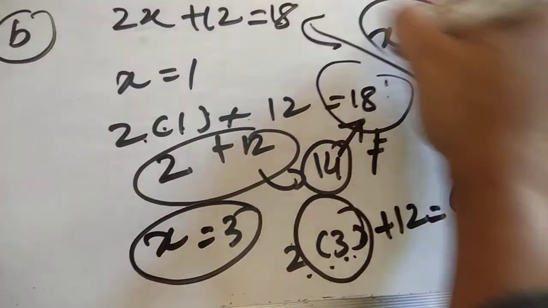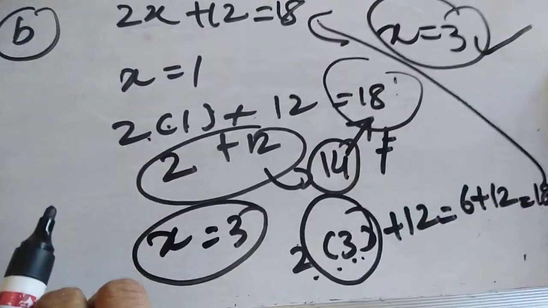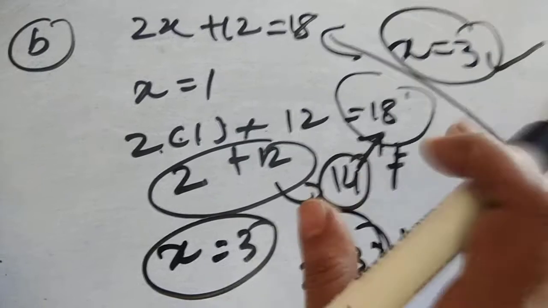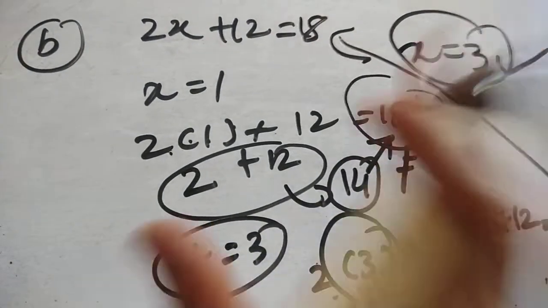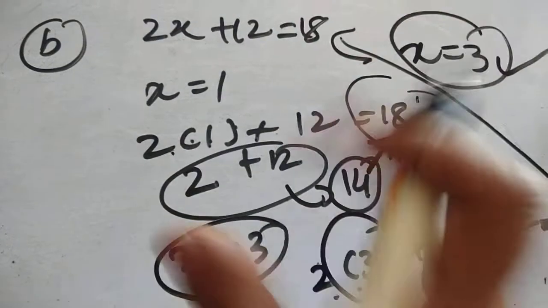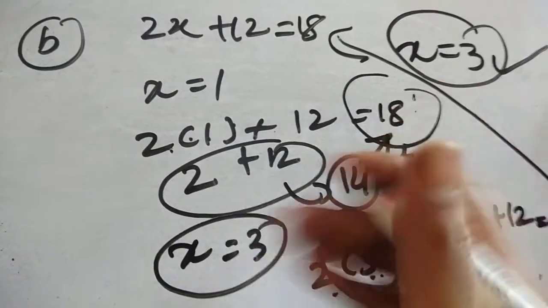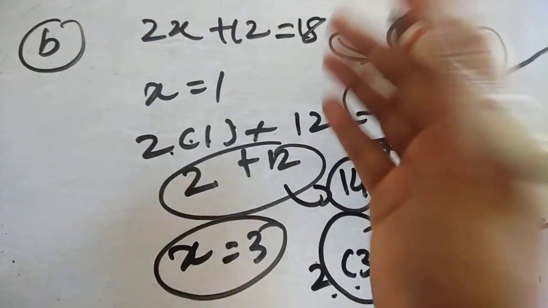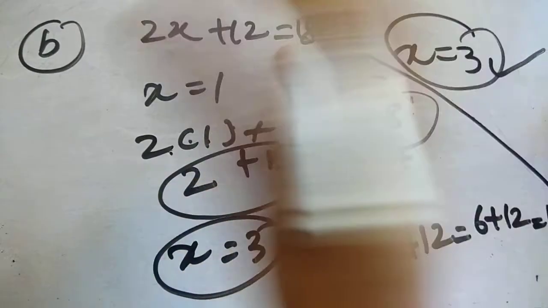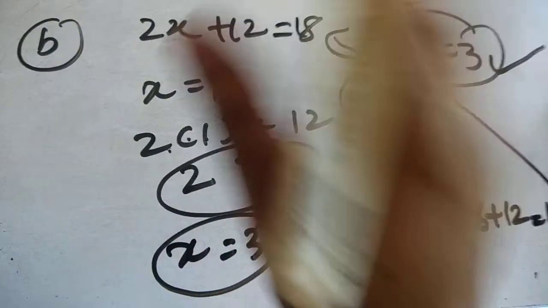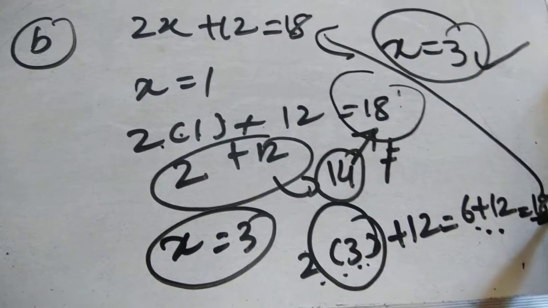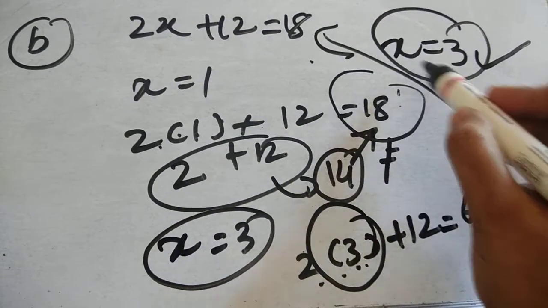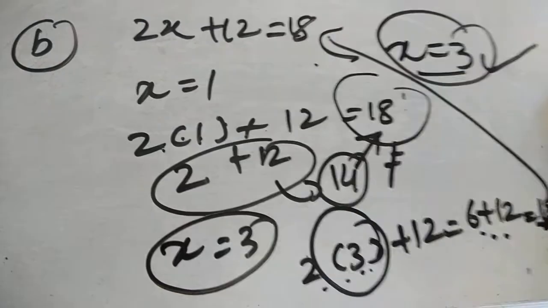So the answer is x equals 3. This is the method by which we can find the value. Randomly we take values and find out whether it satisfies the condition or not, like LHS equals RHS or not. If LHS equals RHS, then we stop. Like here LHS equals RHS. Then it is clear to you.